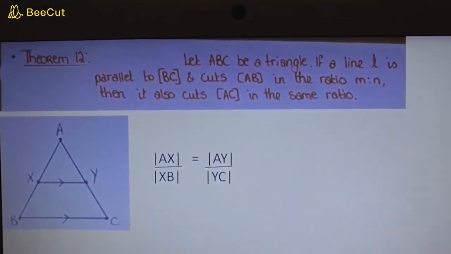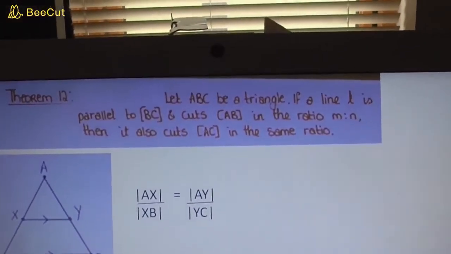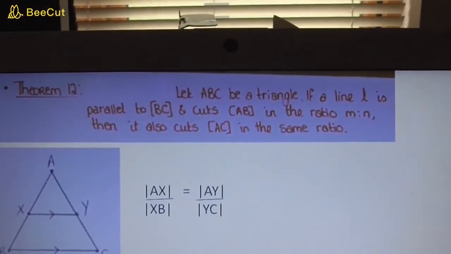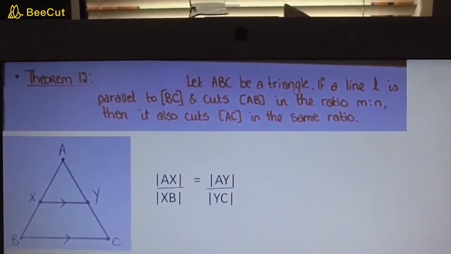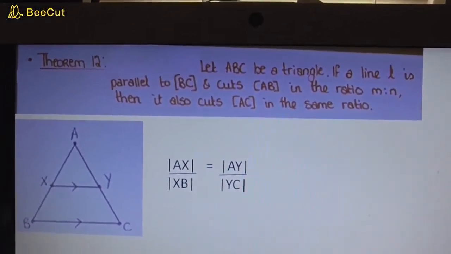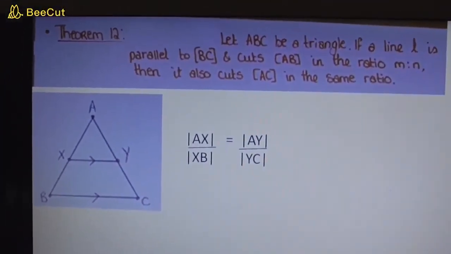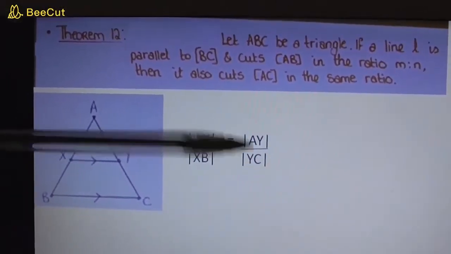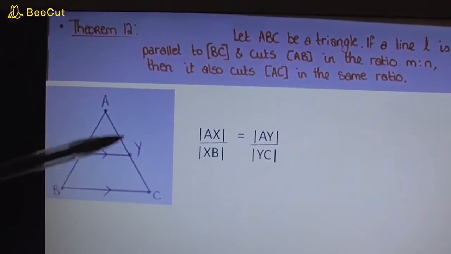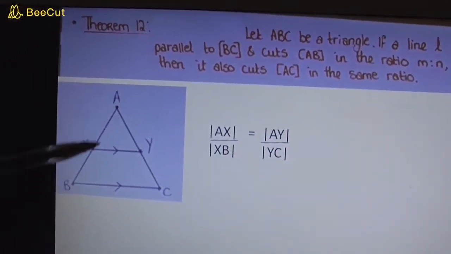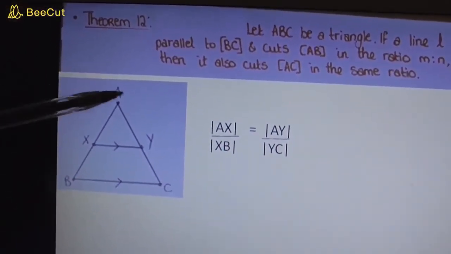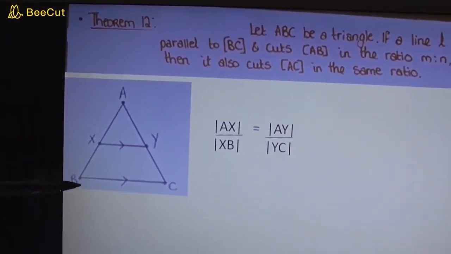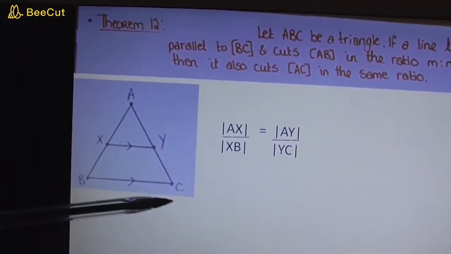Theorem 12. Let ABC be a triangle. If a line L is parallel to BC and it cuts AB in the ratio of m is to n, then it also cuts AC in the same ratio. This is just when we did similar triangles. Okay, the ratio of their sides are in proportion. So you can see this line is parallel to this line. So like that's a little triangle in itself, and that's the larger overall triangle. That just means that AX all over XB would be in the same ratio as AY all over YC.